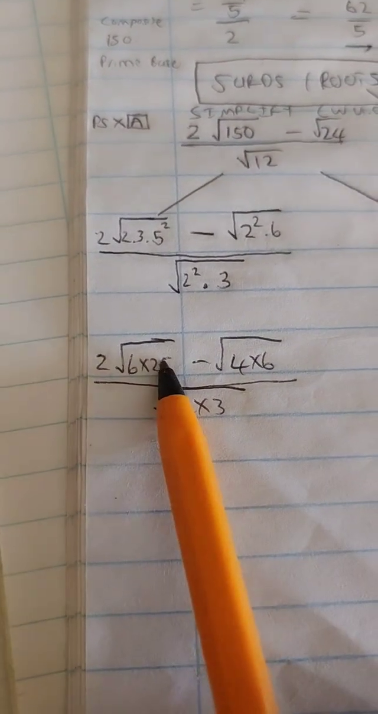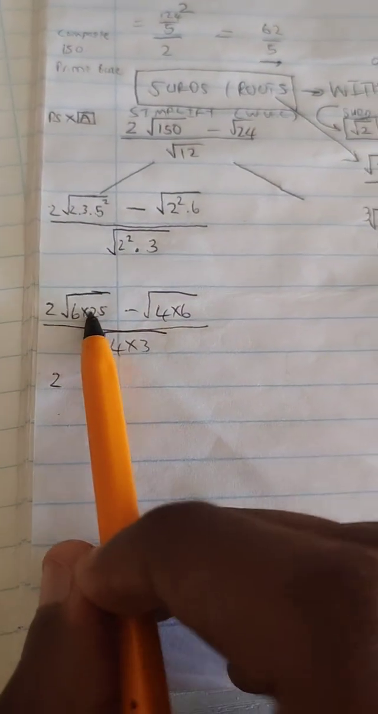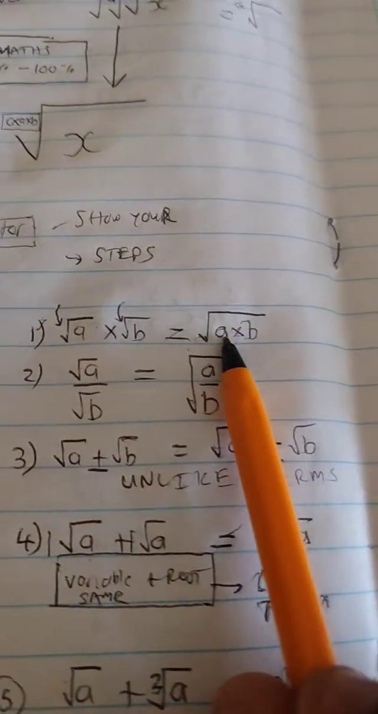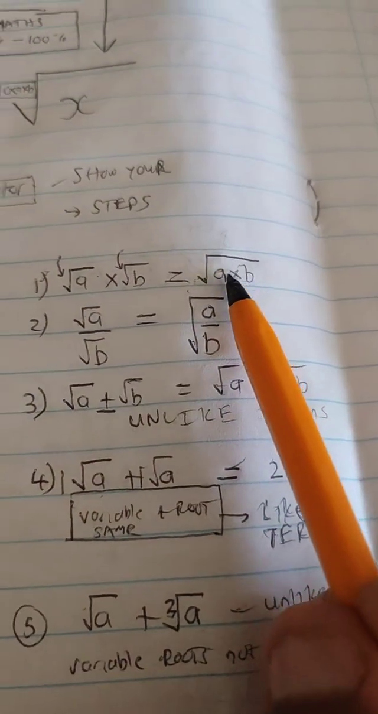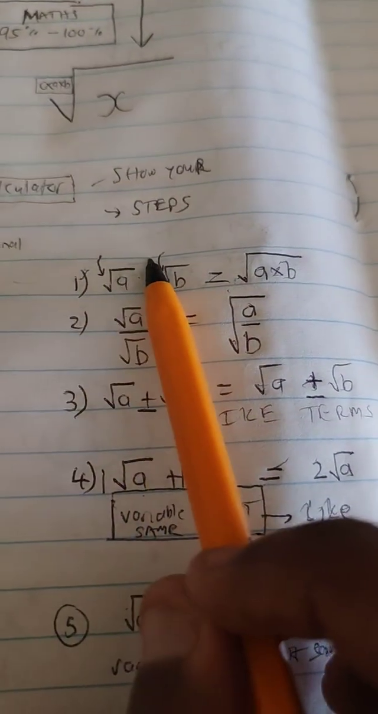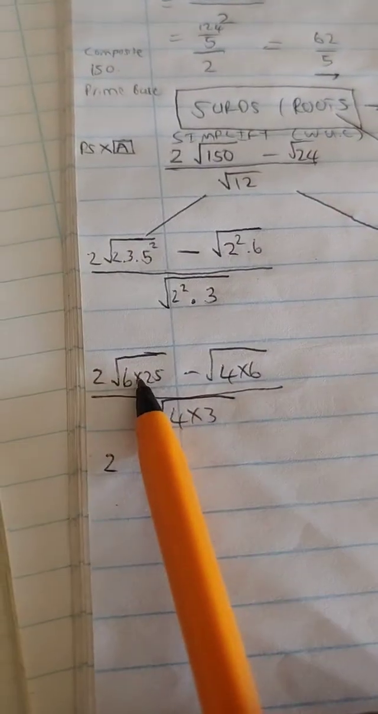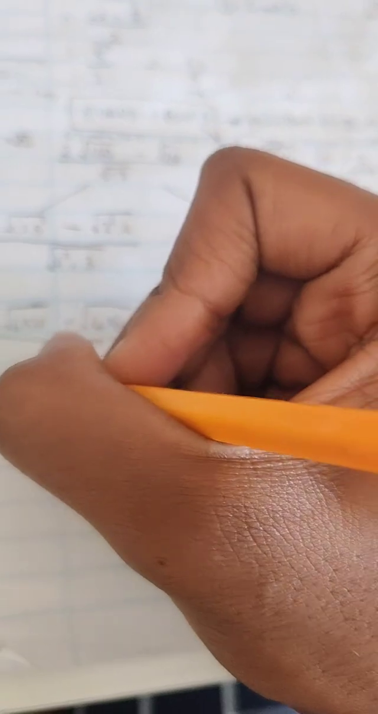Okay, let's move. 2 stays. We can split this. Why can we split this? According to the law of roots, the square root of a times b we can write as the square root of a times the square root of b. So let's split that: the square root of 25 and the square root of 6.